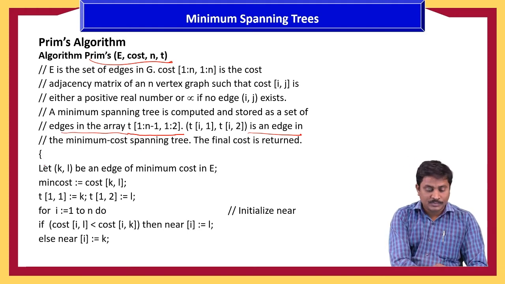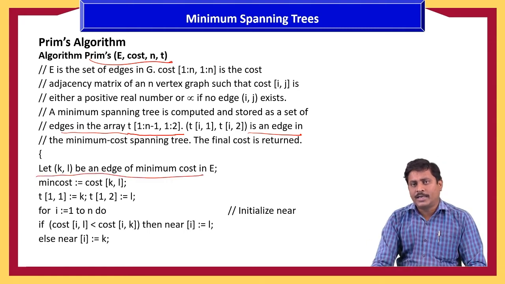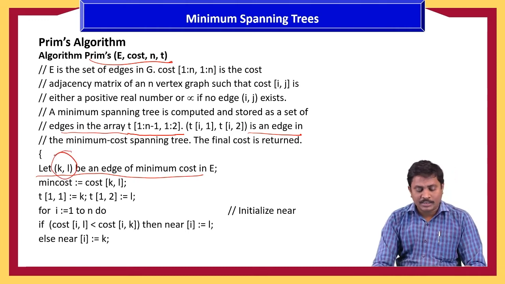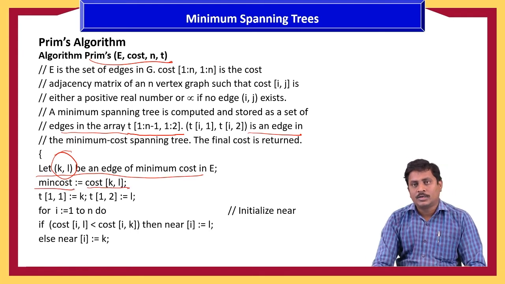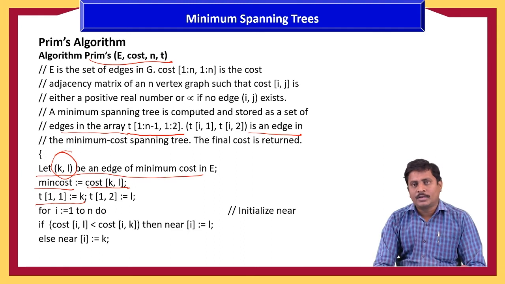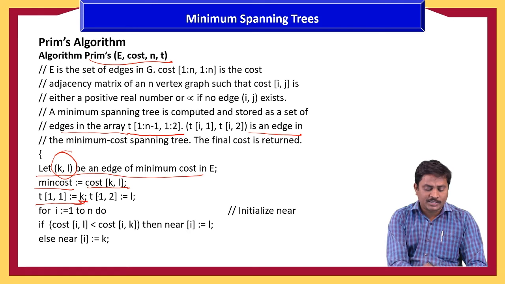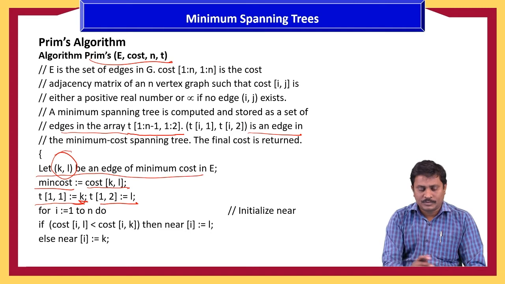Now here you see: let (k, l) be an edge of minimum cost in E. So k, l is an edge in the graph. First we choose that minimum cost value: mincost equals cost of k, l. So we assign that cost of k, l to mincost. Next, t[1,1] equals k, the starting first vertex. The second vertex, t[1,2], is l. Connecting these two vertices, the cost is mincost of k, l.